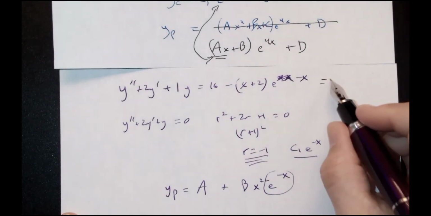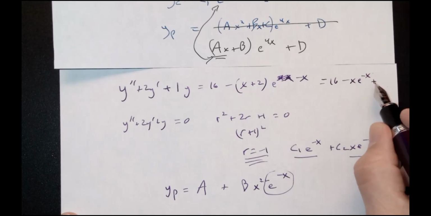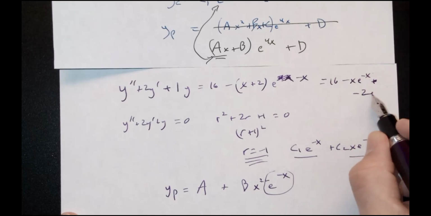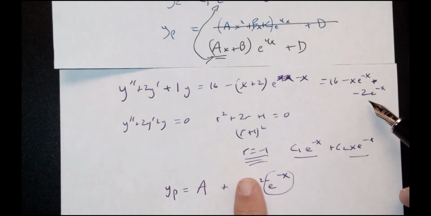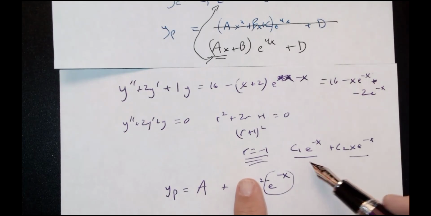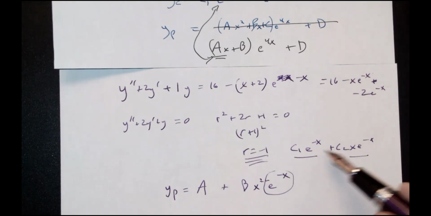Let me write this up here as 16 minus x e to the minus x minus 2 e to the minus x, right? My particular solution should have an e to the minus x in it. It can't just have a number times e to the minus x because that's already here. It can't have x e to the minus x because that's already here. So it's got to have an x squared e to the minus x to miss these things.